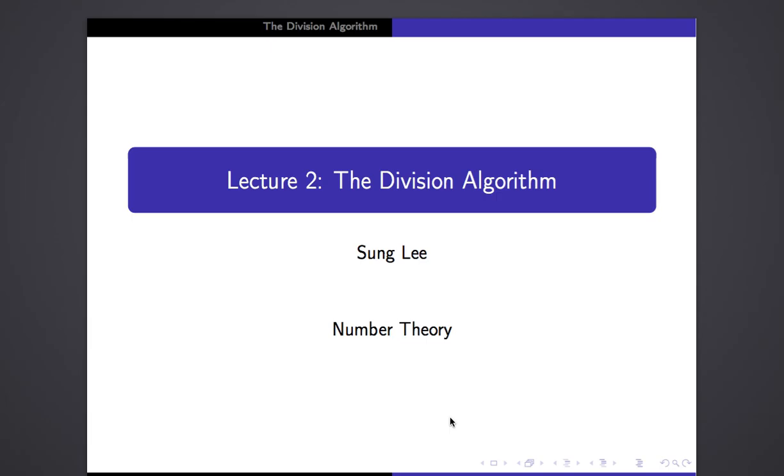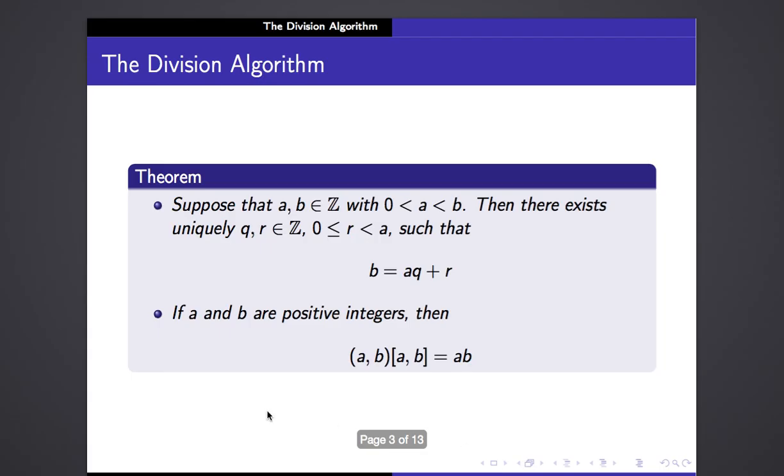In this lecture we study the division algorithm. We begin with the following two theorems without proofs. First theorem is the so-called division algorithm. Suppose that a and b are two positive integers and b is greater than a. Then there exist uniquely two integers q and r with r greater than or equal to 0 and less than a, such that b equals aq plus r.